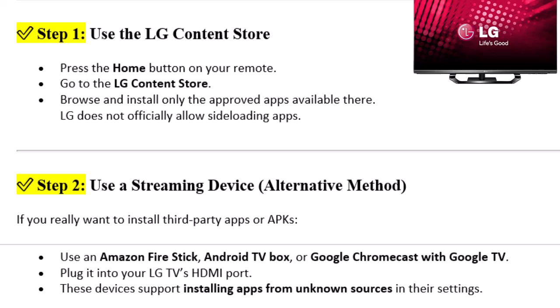Step 2. Use a streaming device, alternative method. If you really want to install third-party apps or APKs, use an Amazon Fire Stick, Android TV box, or Google Chromecast with Google TV. Plug it into your LG TV's HDMI port. These devices support installing apps from unknown sources in their settings.